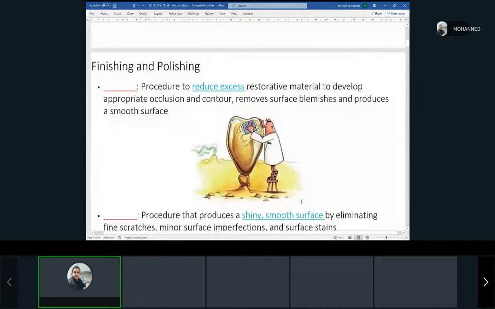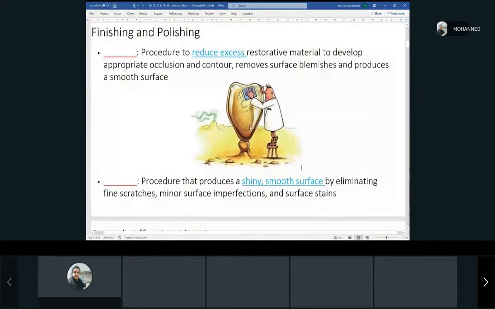Okay, so we have the definitions first, definitely. What is the difference between polishing and finishing? So one of them is the procedure to remove or to reduce excess restorative materials.